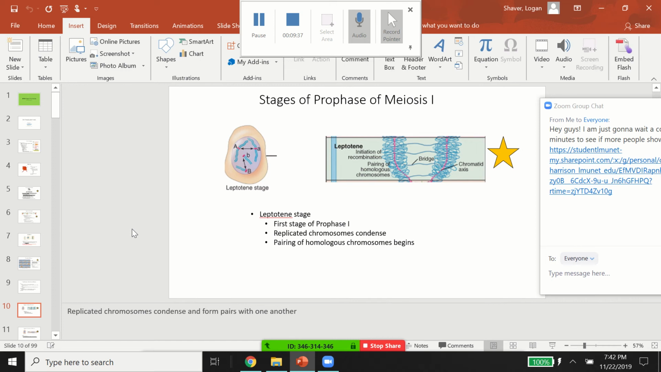I'd probably just write it down in a notebook or something, write it down on the board or whatever you need to do. So I would do that, and then put leptotene first. Anyway, first stage of prophase 1. What happens in that stage?